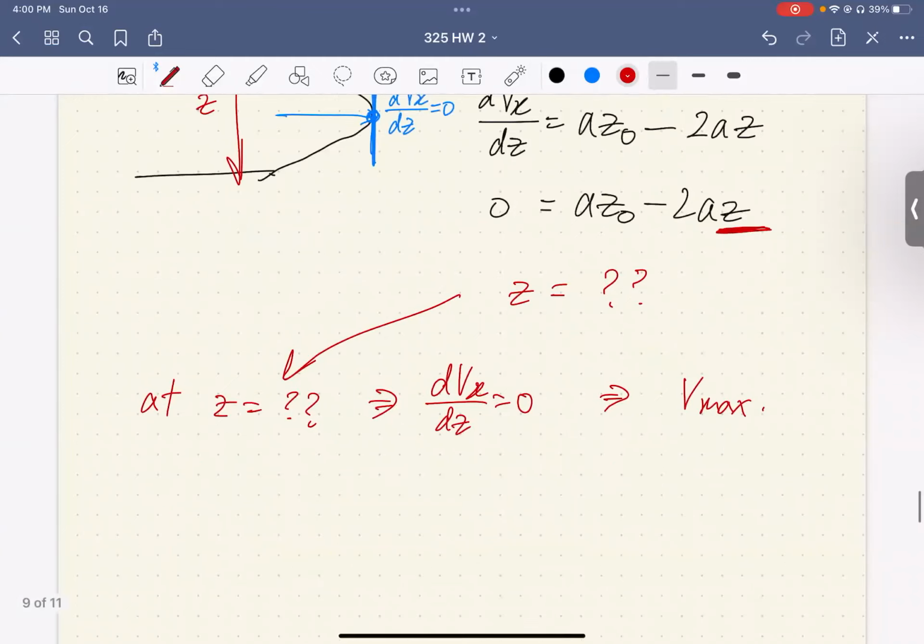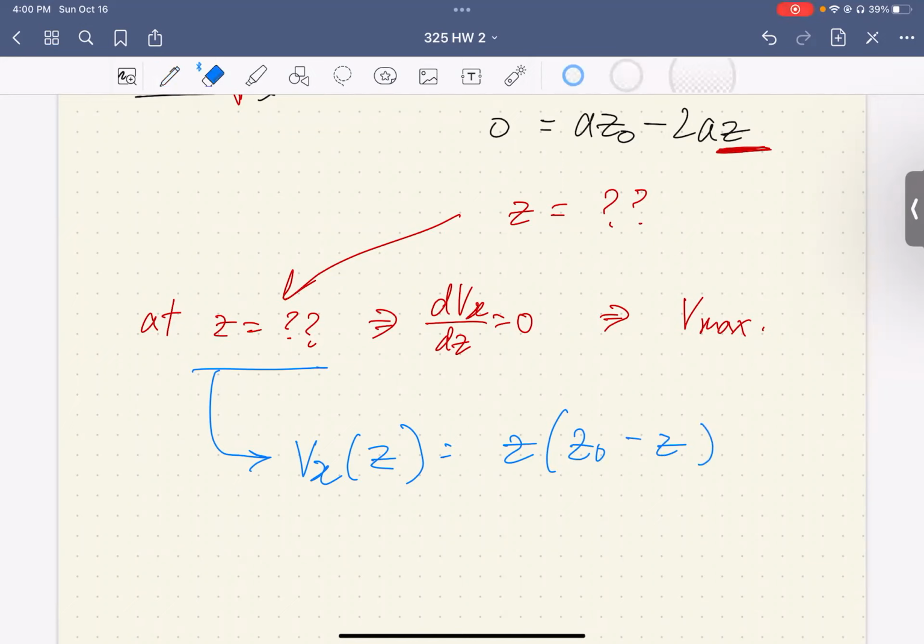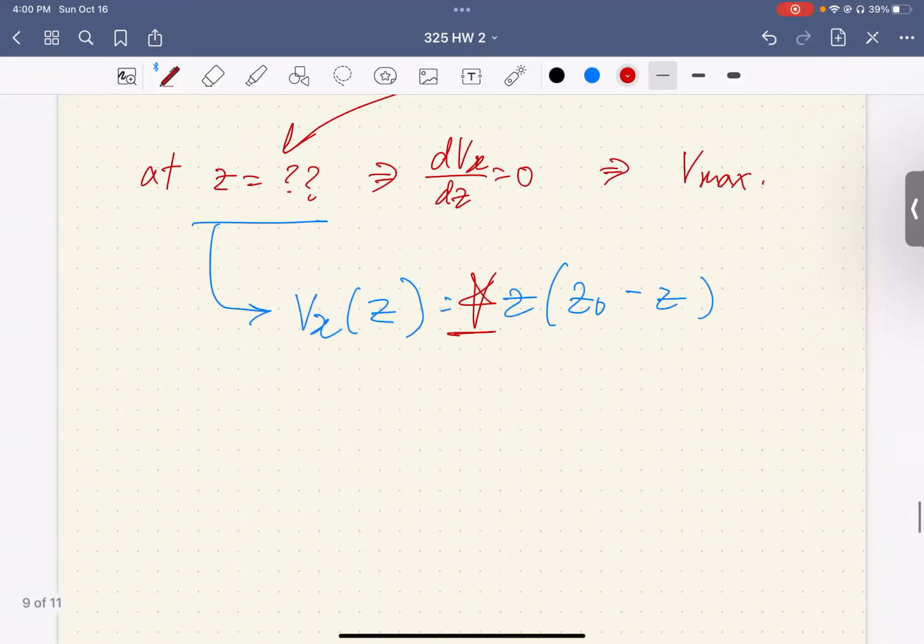So once you find that z, you're going to plug this z value back into your final Vx equation after you solve for A, right? You'll actually have A, and I'll denote that by drawing a little star here. You'll know what A is. So make sure you find A first, then you plug in z, and that is equal to Vmax. So ultimately, you'll have Vmax equals boom.